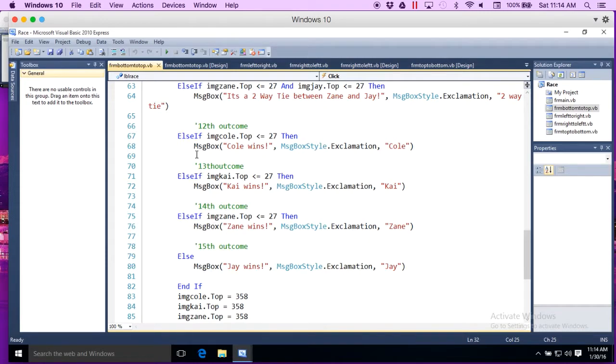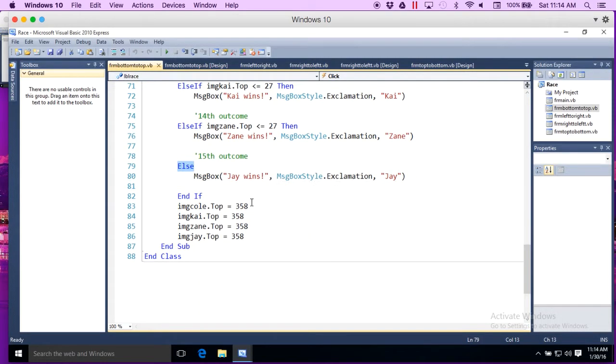If, else if, else if, else if, else if, else if, and the last one is always an else. If it's none of those other 14 outcomes, it must be J wins. And then I move them all back to the starting positions, so they're ready to race again.